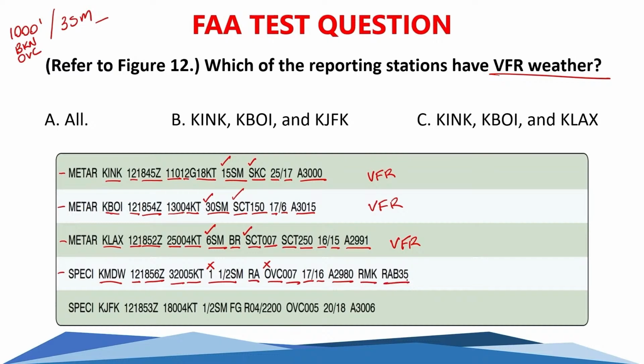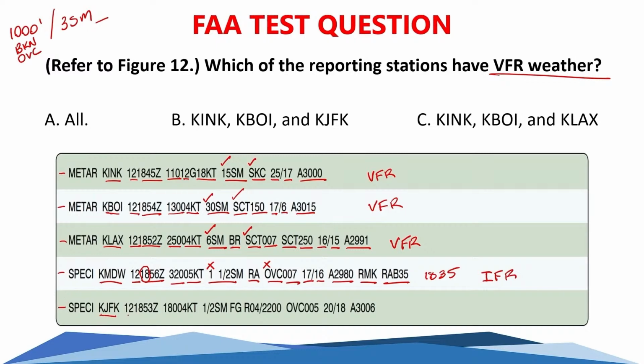And we have a remark here that rain began at 35 minutes past the hour. So very simply what I would do is I would see when was this reported, and the rain actually began at 1835 because I can look at the hour, and this was actually reporting at 1856. So because these are less than 1,000-foot ceiling and 3 statute miles at Midway, this is going to be considered IFR.